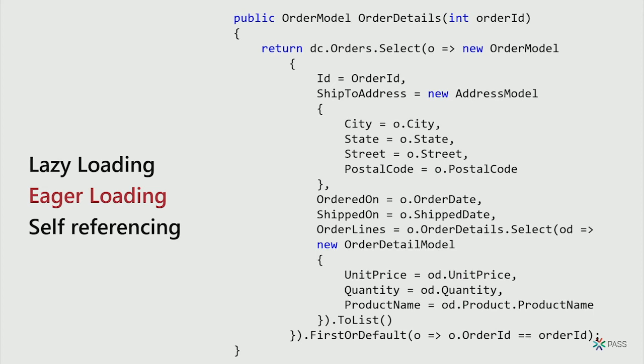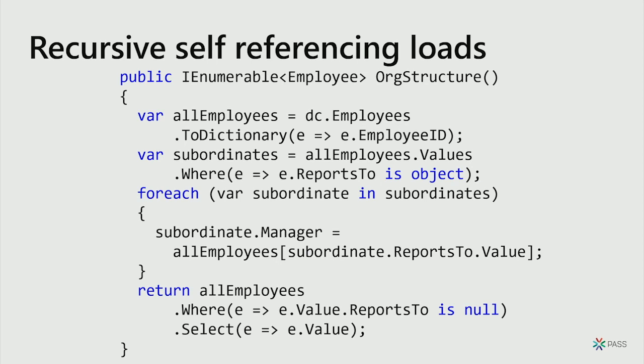That usually works. There are sometimes where it doesn't. So consider a self-referencing employee table that has a reports-to column, and we wanted to create the object graph of the entire organizational structure. If I said, get me the employee and all of his reports, and then for each one of the reports, all of their reports, and each one of those, all of their reports.